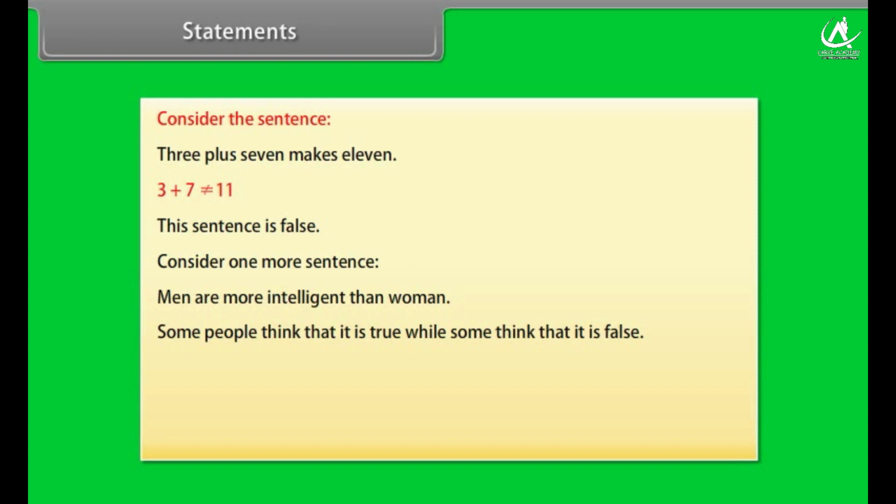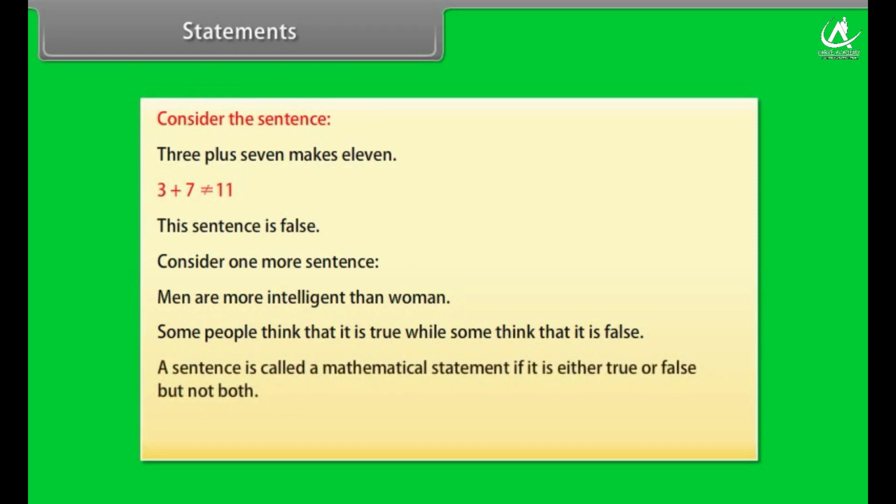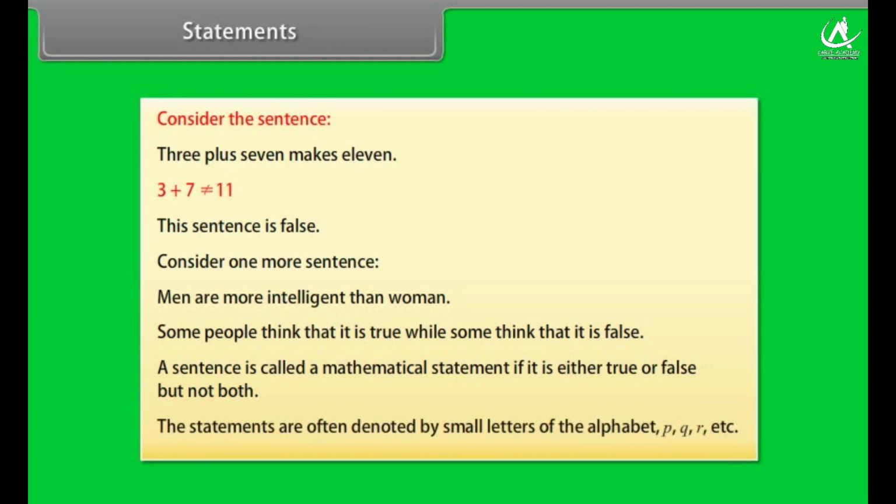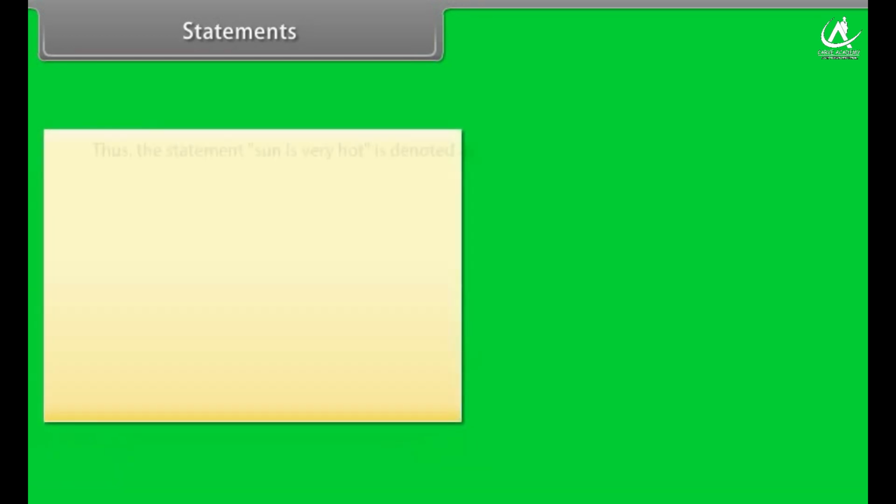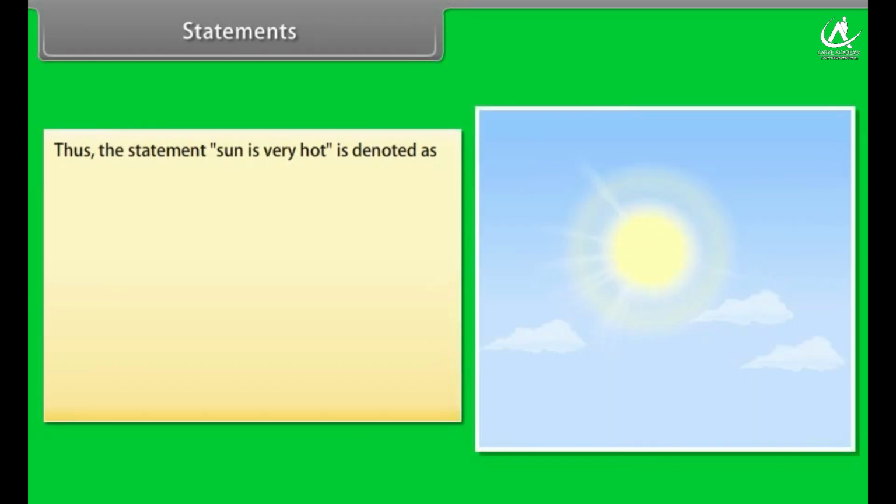Now we define a mathematical statement. A sentence is called a mathematical statement if it is either true or false, but not both. The statements are often denoted by small letters of the alphabet, P, Q, R, etc. Thus, the statement, sun is very hot, is denoted as P, sun is very hot.